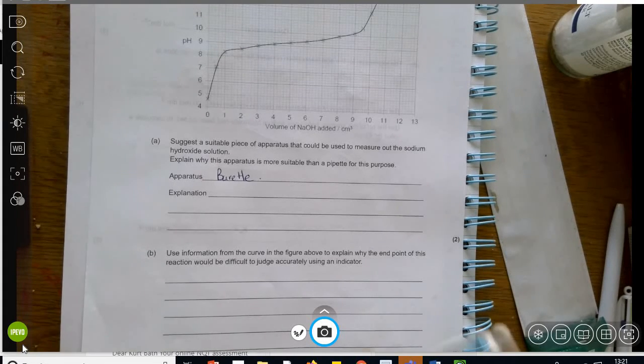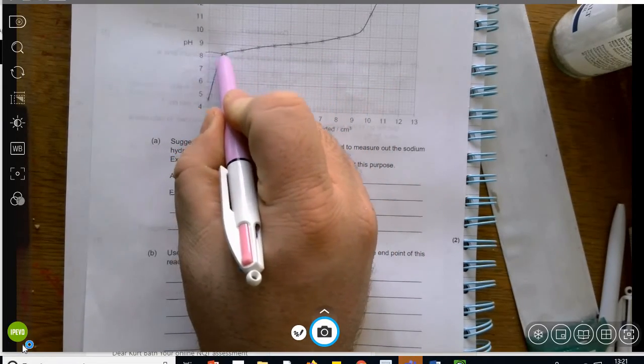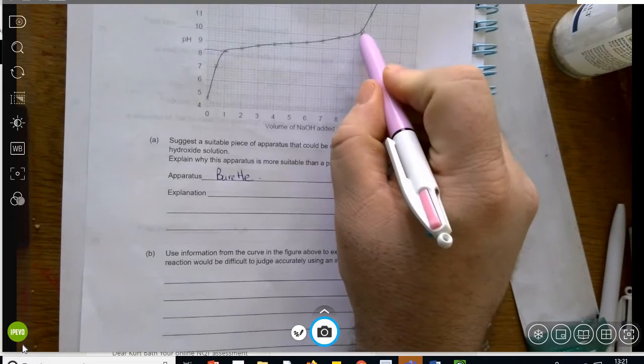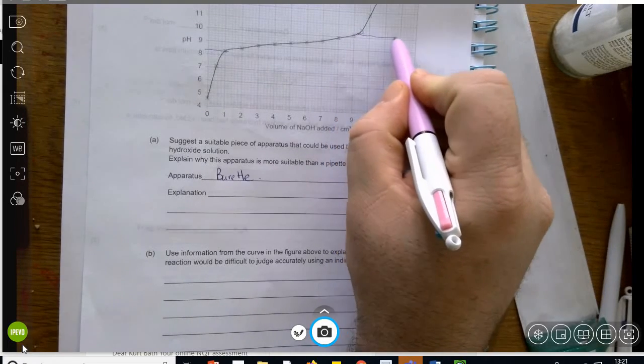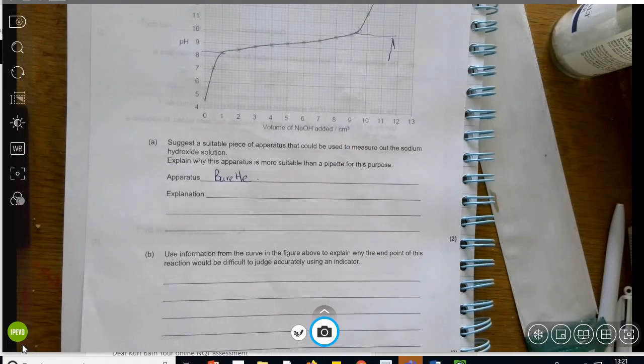Well, looking at this, I'm looking and saying, right, it sort of starts there, and it sort of finishes about there. That's actually quite a reasonable range. So to use an indicator, actually you can't, it's not easy to look at. So I probably would say that the indicator is not easy to use on that one.